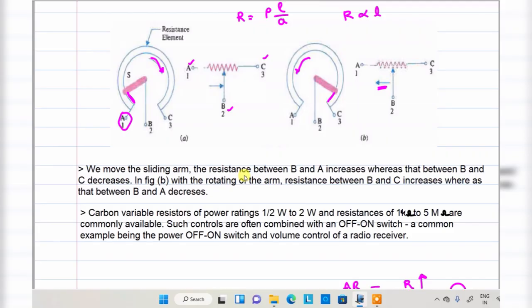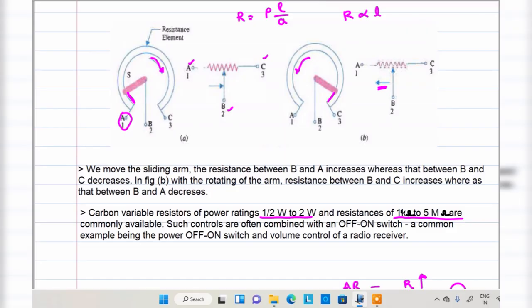Now, what about the ratings of this variable resistor? Generally we are using the carbon variable resistor, for example 1 by 2 watt to 2 watt in between. The resistance value is 1 kilo ohm to 5 mega ohm. That means 1000 ohms to 5 into 10 power 6 ohms. That variable resistance is possible if you are using the carbon. Their power rating should be 1 by 2 watt to 2 watt in between range.